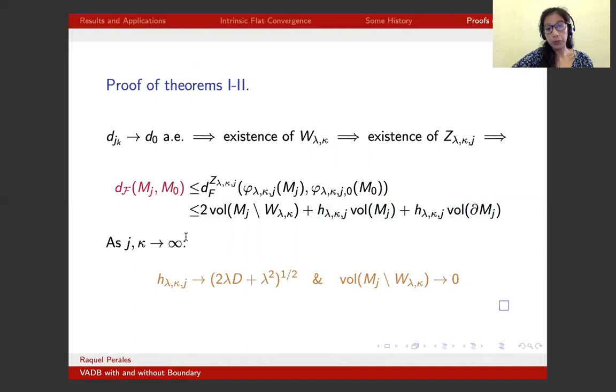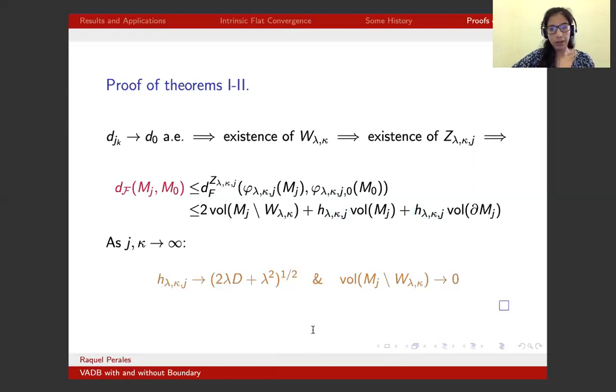Now what we do is we take j and kappa to infinity, and we get 2 times lambda d plus lambda squared 1/2, but then we can take lambda to 0, and so we get 0. So this part becomes 0, this part becomes 0, and the volume of the complement of W lambda kappa also converges to 0. So we are done with the proofs of theorems 1 and 2.